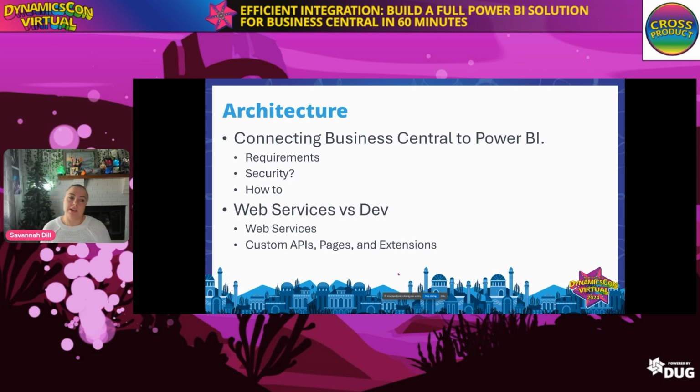Let's start with connecting Business Central to Power BI. What are the requirements? The good thing, if you are a beginner, is there really are no limitations or requirements. The only requirement that is essential is that you download Power BI Desktop. You can get this from the web, from powerbi.com, or you can get it from the Microsoft Store by typing in Power BI Desktop in the search bar and installing it.